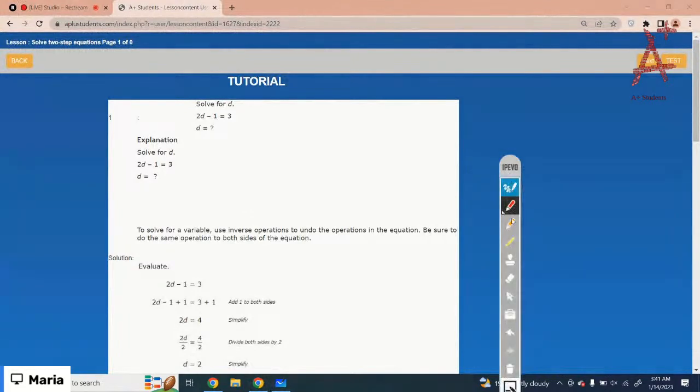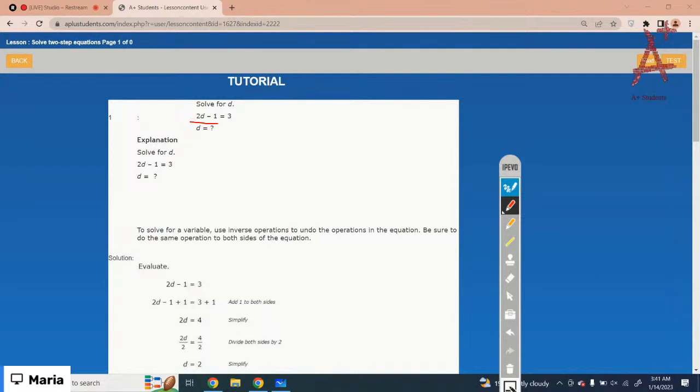Okay, the first one is 2d minus 1 equals 3. That would be exactly the same as what we did in solving one-step equations, but here you have to solve two steps. Got it? Like you have two operations involved. Let's start with the first example, 2d minus 1 equals 3.